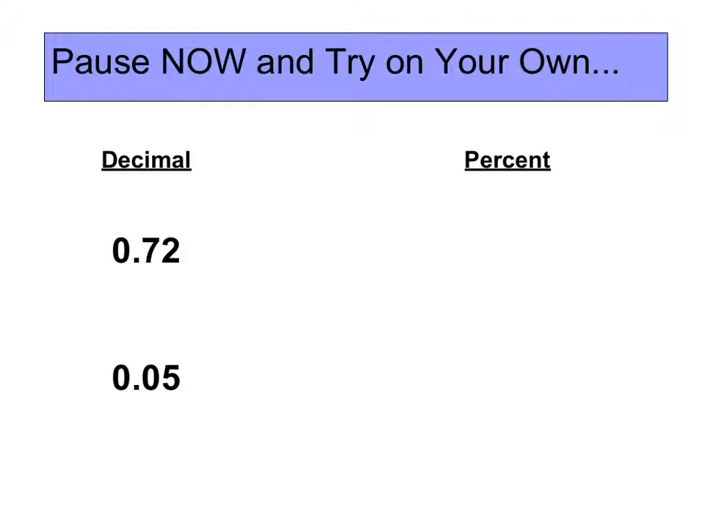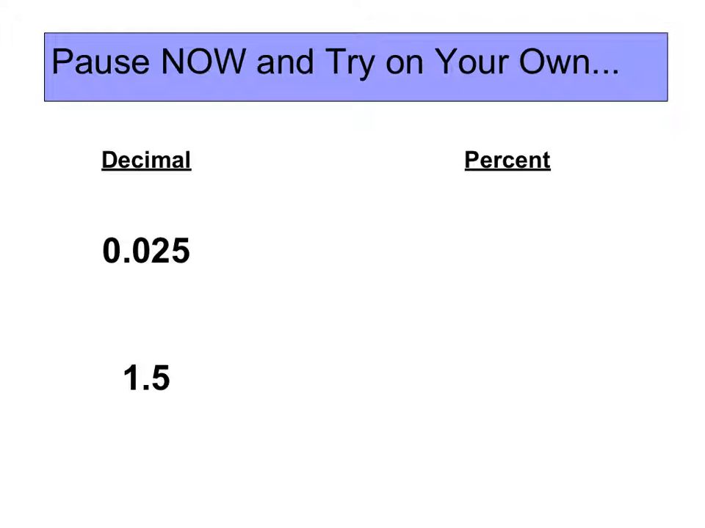Now I'd like you to pause the video and try these examples on your own. When you're ready, start the video again for the answers. To convert 72 hundredths to a percent, move your decimal point 2 places to the right, and it becomes 72%. To convert 5 hundredths to a percent, move your decimal point 2 places to the right, and it becomes 5%.